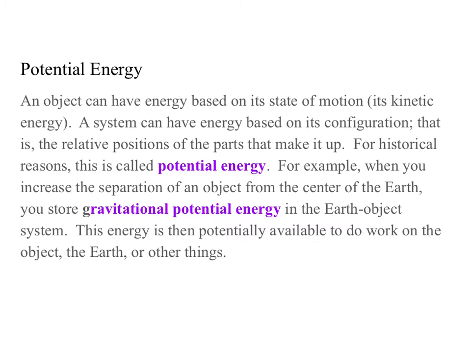All right, objects have energy based on a state of motion, that is its kinetic energy, and a system can have energy based on its configuration, that is the relative positions of the parts that make it up. For historical reasons, this gets the name potential energy. It's not a great name.